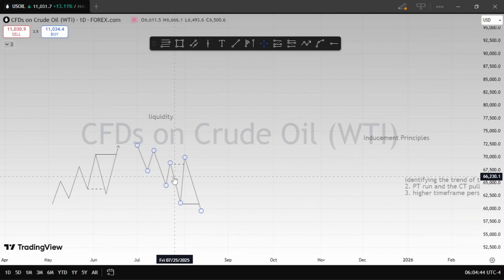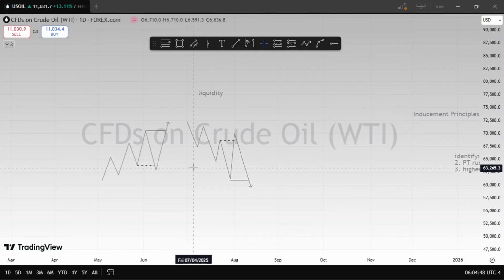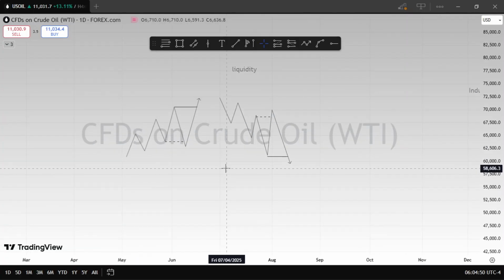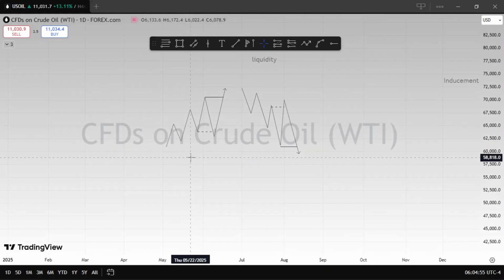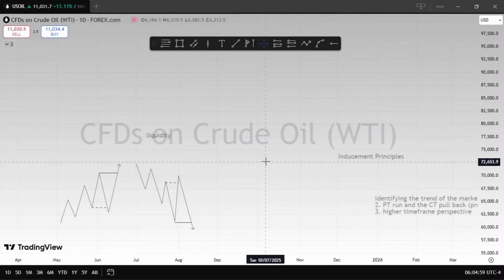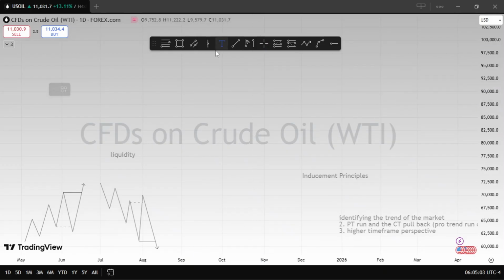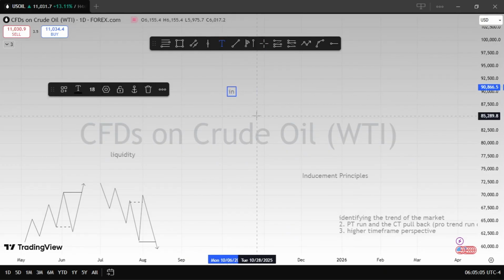I use this as something that I keep in mind, or keep in check, just to confirm that yes, this zone is going to hold. Let's just go straight to inducement, because I didn't really come to speak about the basics of market principles. So inducement now. How I trade inducements.